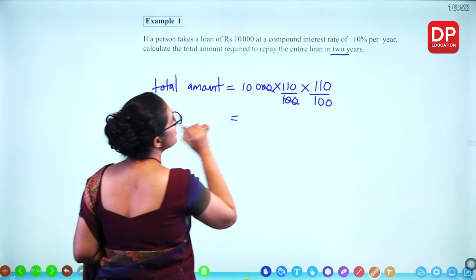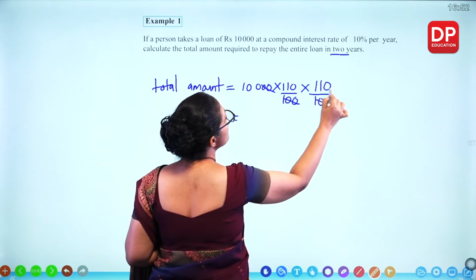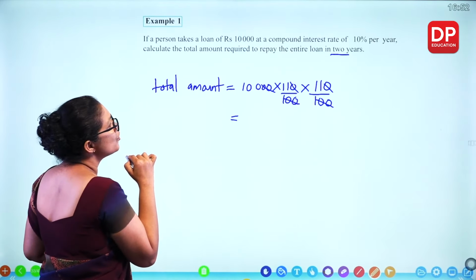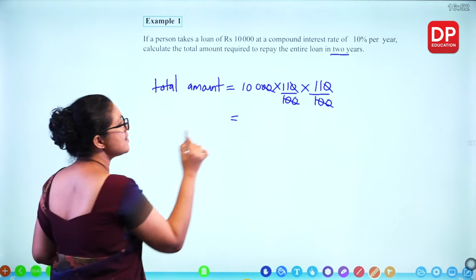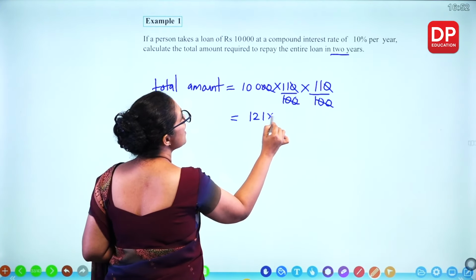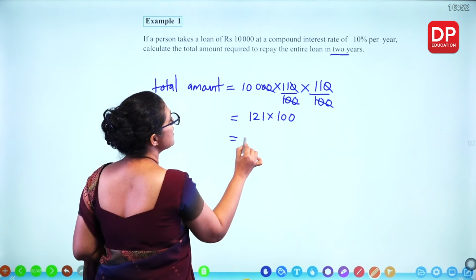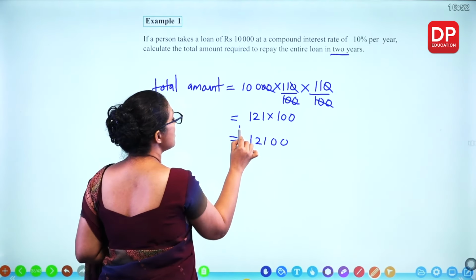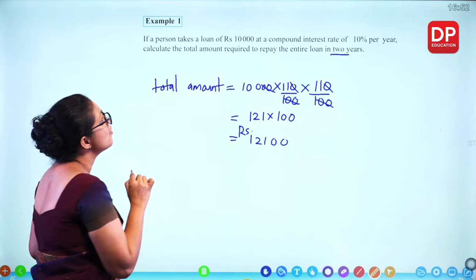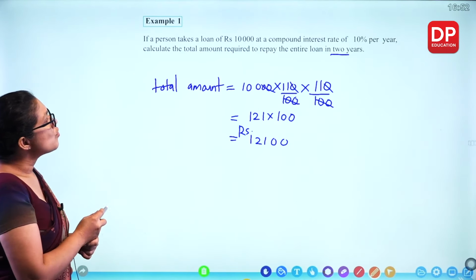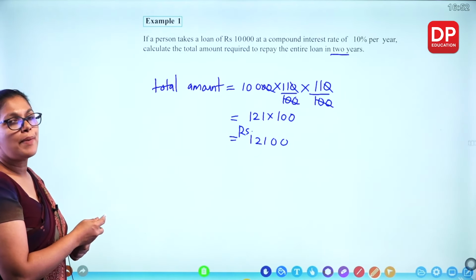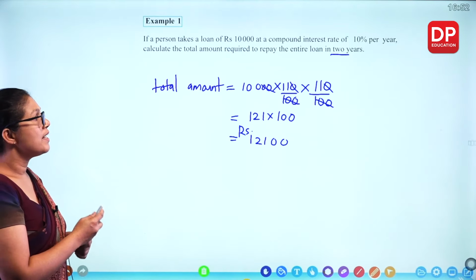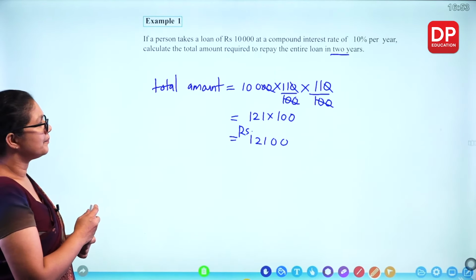2 zeros with these two. You get 11 times 11 is 121 times 100. So what's the amount? You get 12,100 rupees is the total amount required to repay the entire loan in 2 years.